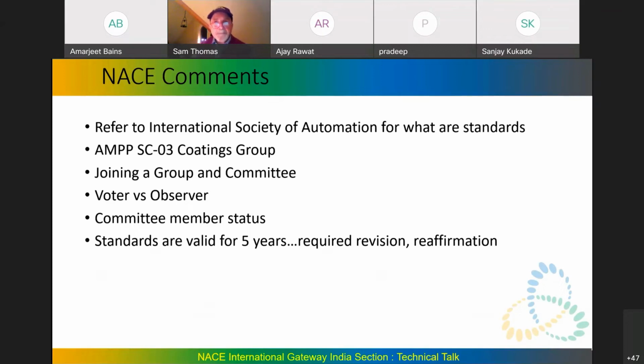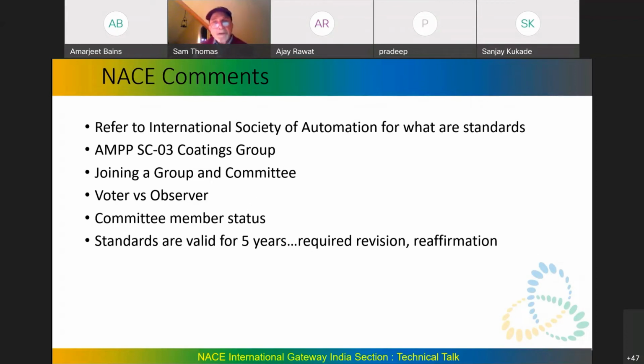As I said, the members of a group like SC03 are manufacturers, end users, and the general interest group. As you join a committee, you join a group like SC03, and then on our website you select from the various committees under SC03 and request membership in a particular committee. And then when you join, you're asked, do you want to be an observer or do you want to be a voter? Not all people want to be a voter.